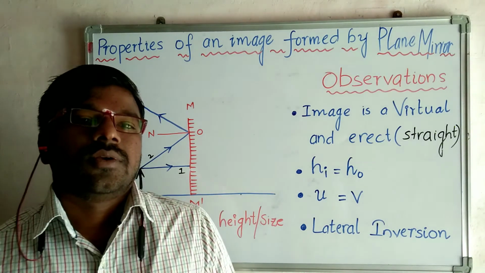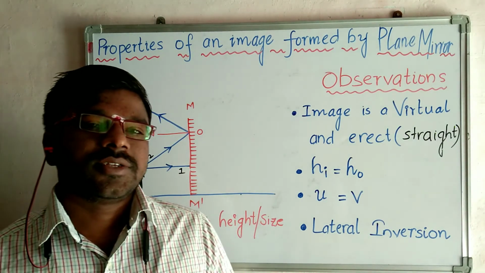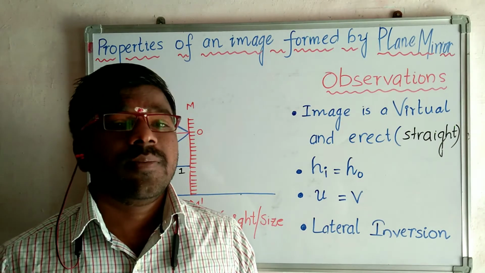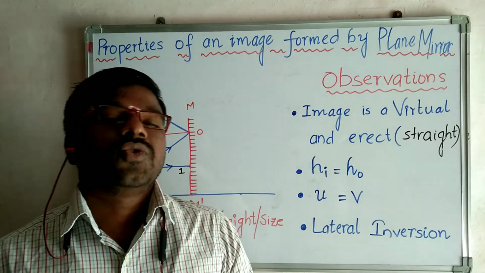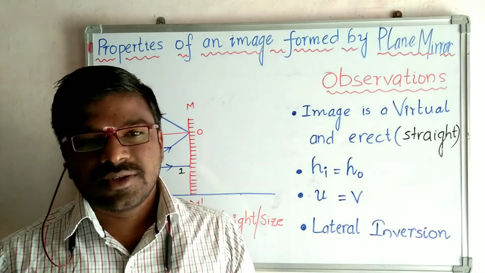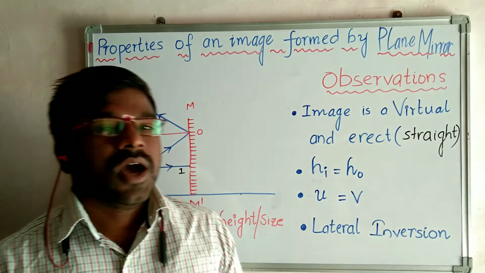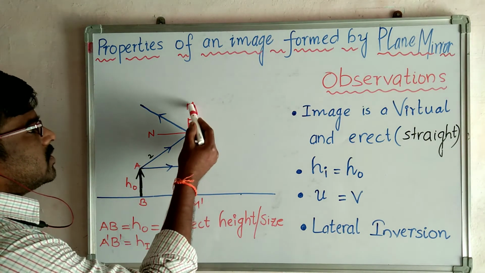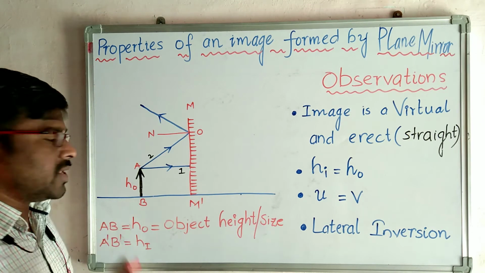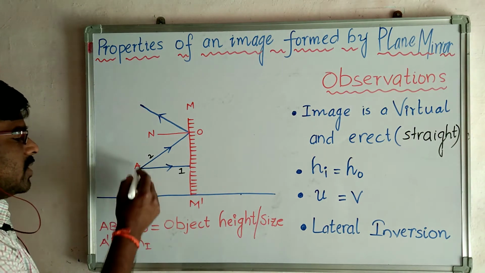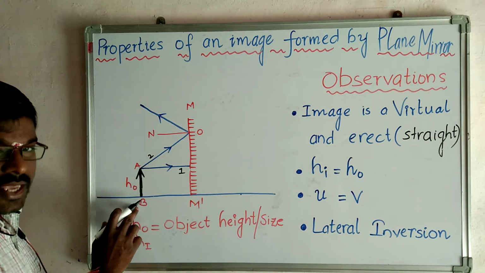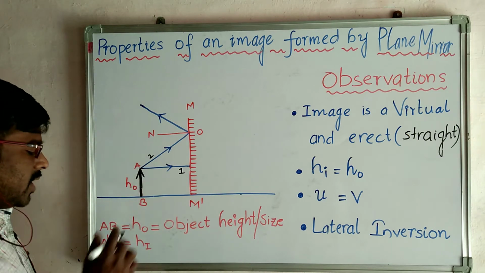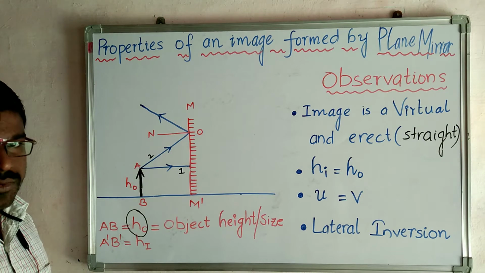Hi everyone. Let us continue with the next concept, known as properties of an image formed by a plane mirror. To know these properties, here I consider one mirror placed vertically, that is M dash, a plane mirror. There is one object, AB, and the height of that object is considered h0. h0 is the height of the object.